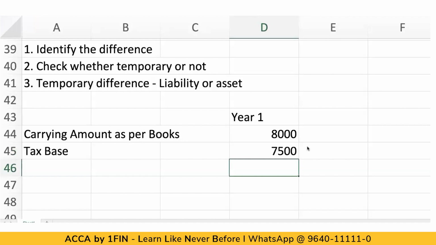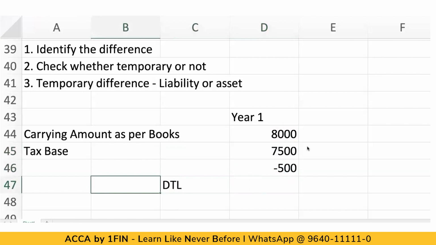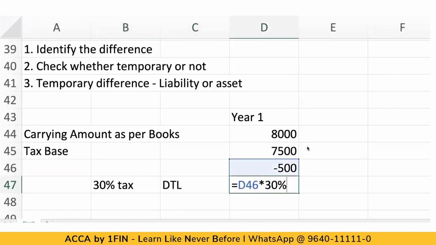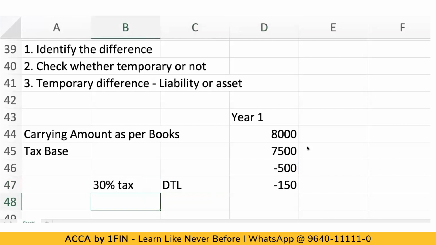Now, the way to remember this, whenever I have been teaching in the class, I've said, take the tax base if it is an asset. Take the tax base of the asset minus carrying amount. So, for an asset, always take the tax base minus carrying amount. If it is a negative number, it becomes a deferred tax liability. So, DTL would be, let us say 30% is tax, 500 into 30%, which is 150. So that is how you calculate deferred tax liability.